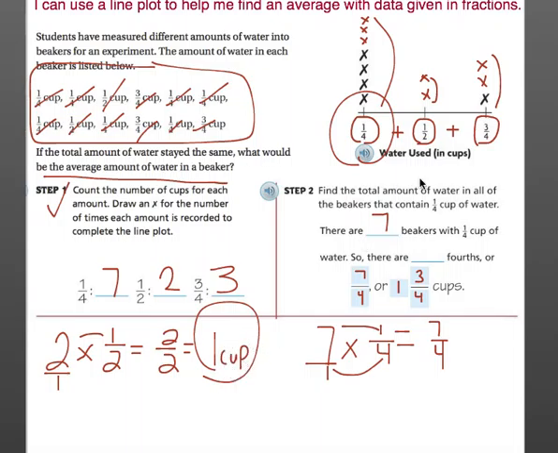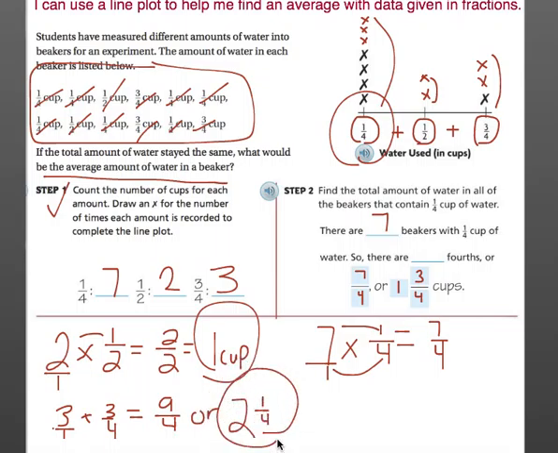And the last one I need to add up is how many 3/4 do I have? So I have 3 3/4. So I'm going to take 3 and multiply it by 3/4 to find out how much water I have all together. So put my 3 over 1 and I multiply. 3 times 3 is 9, 1 times 4 is 4. So I have 9/4, or I can turn that into a mixed number, which would be 2 and 1/4. So now I have added up each of my different amounts.